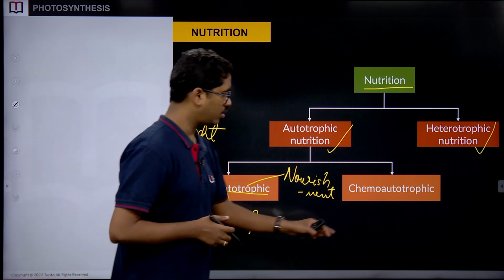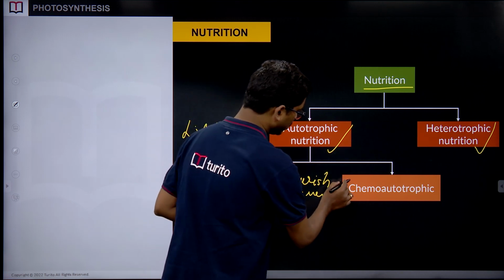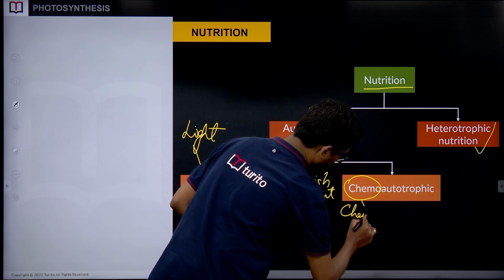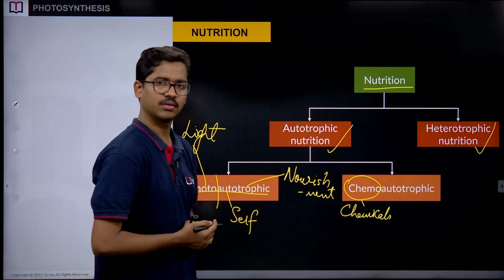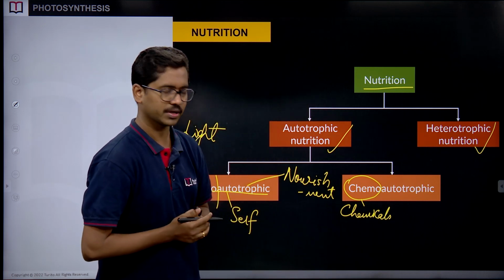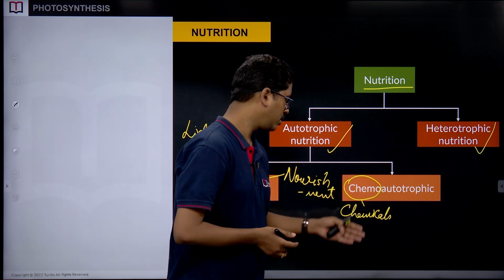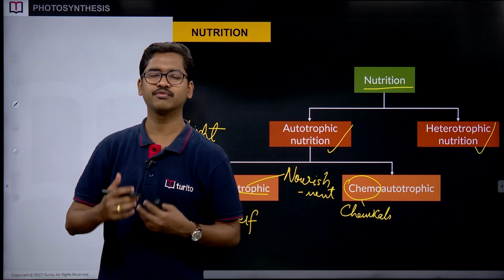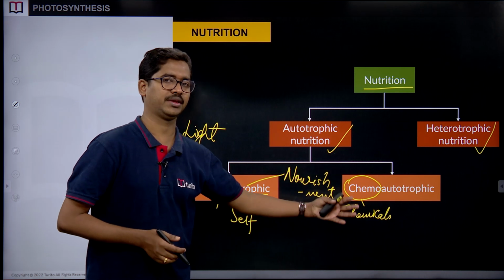When it comes to chemoautotrophic nutrition, I think by now it is clear to you. Chemo refers to chemicals, auto means self and trophic is nutrition. So, by making use of chemicals, they generate food for themselves; they are certainly not dependent on light.